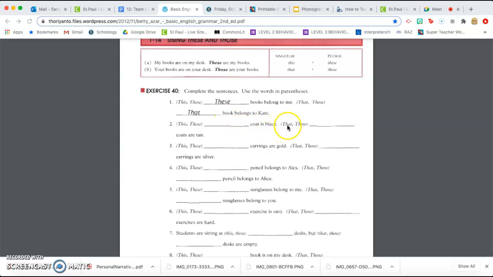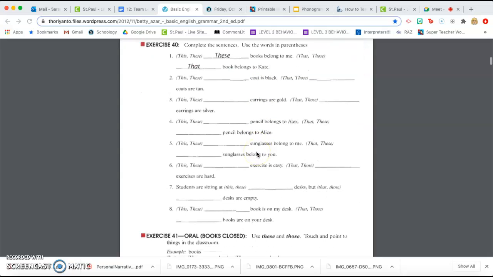Now we have to decide between that and those. Coats are tan. Tan is a color. But I see here coats. It looks different than this one. It's got an S on it. We know it's plural when we're choosing between singular and plural. We're going to go back up here. Oh, it's going to be plural. Those coats are tan.